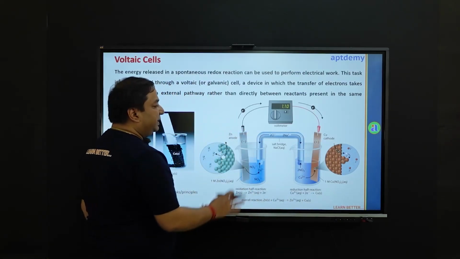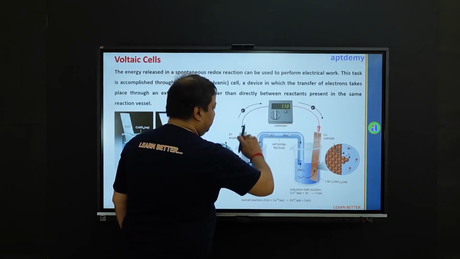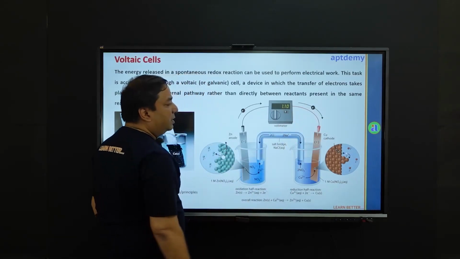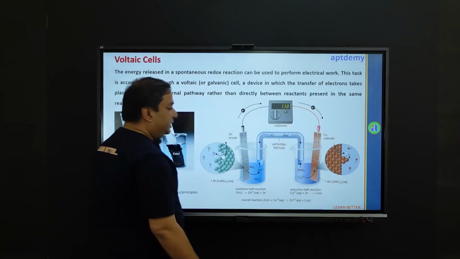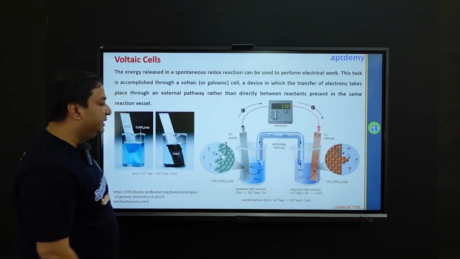So what exactly is happening, and why is the electron going from the zinc rod or sheet to the copper rod or sheet, and what are the reactions taking place over here. So we'll be discussing this in some detail.